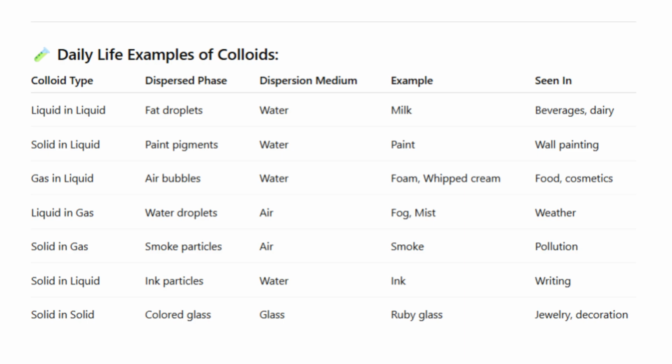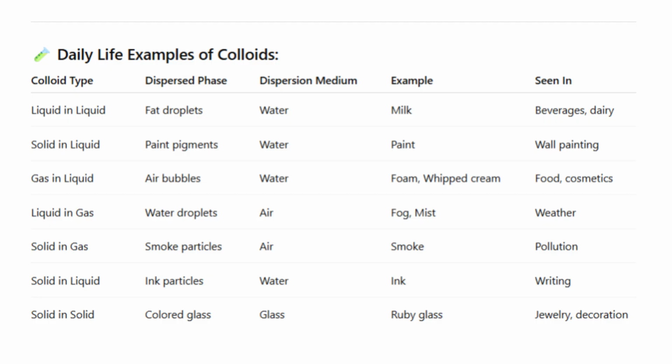Solid in liquid. Dispersed phase: ink particles. Dispersion medium: water. Example: ink. Used in writing and printing. Solid in solid. Dispersed phase: colored particles. Dispersion medium: glass. Example: colored glass or ruby glass. Used in jewelry and decoration.